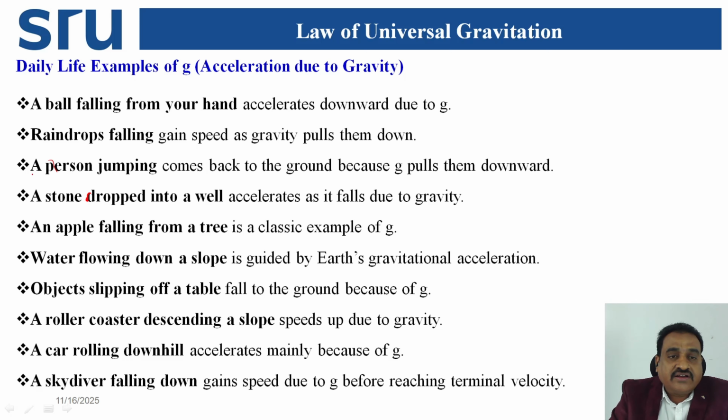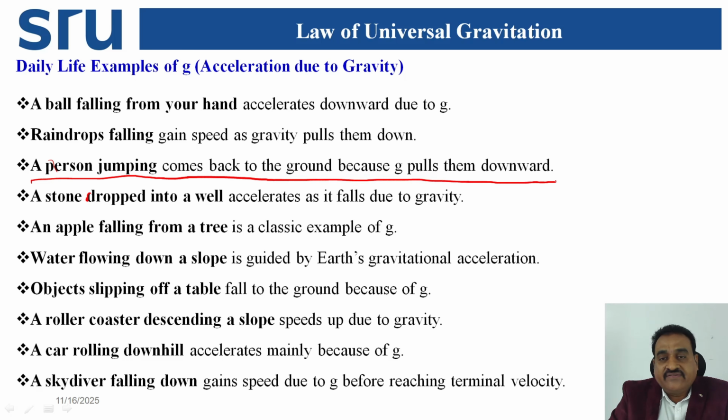Next you see here a person is jumping and comes back to the ground because the acceleration due to gravity pulls them downward. A stone dropped into a well accelerates as it falls due to the acceleration due to gravity. An apple falling from a tree is a classic example of small g. Water flowing down a slope is guided by Earth's gravitational acceleration.